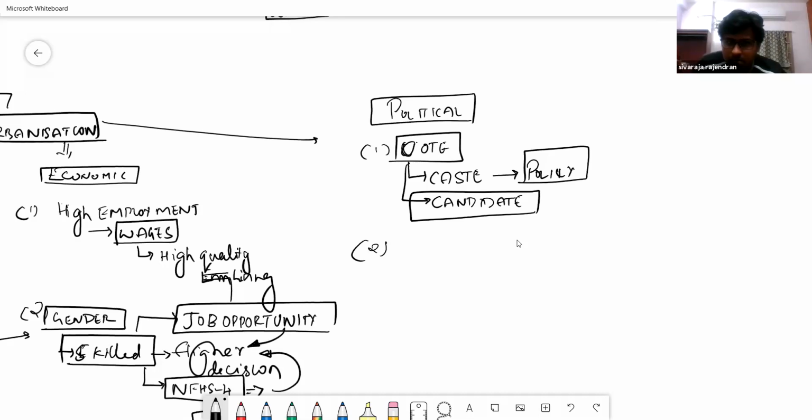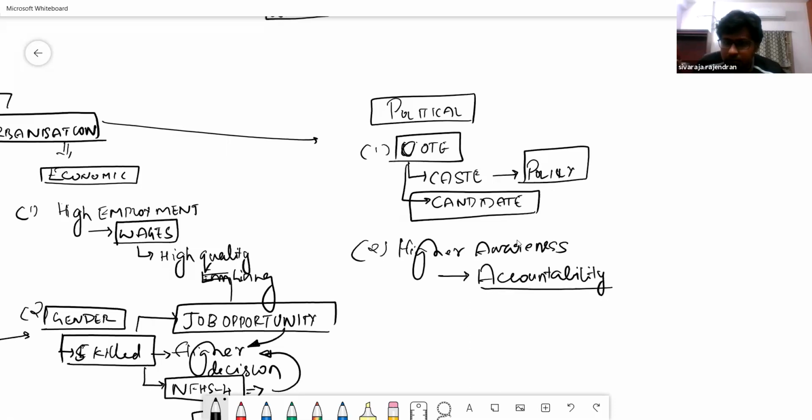Second, higher awareness. I think someone told this, higher awareness. So when you are higher aware, you can ask for accountability. Is this correct? Third, is there any other point? Is there any other point? Political, think about it. Women, very good. Okay. Women participation.